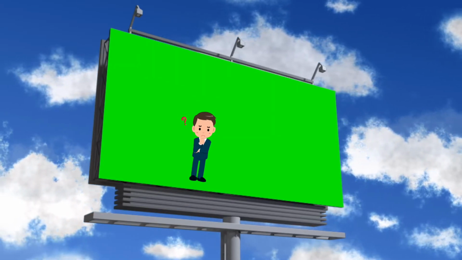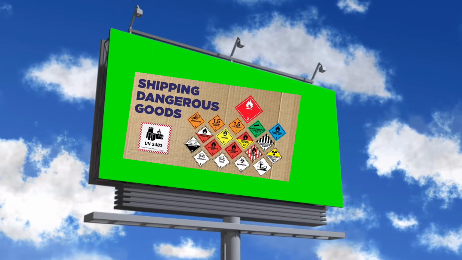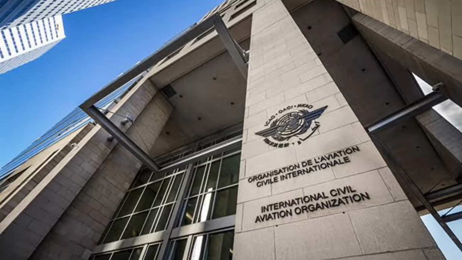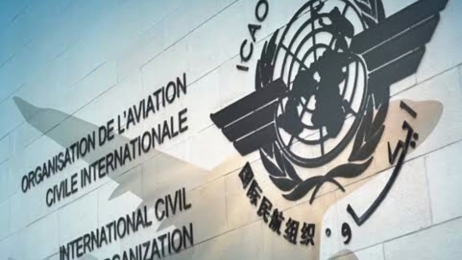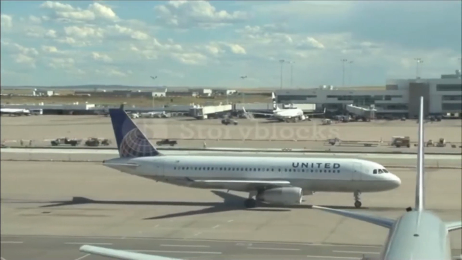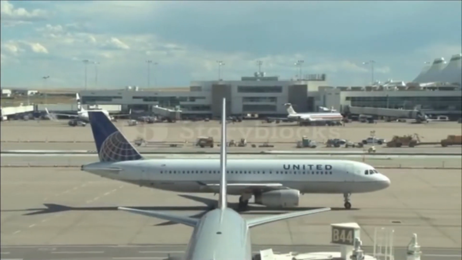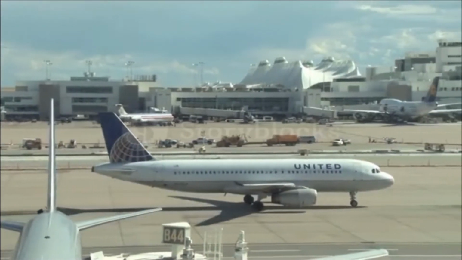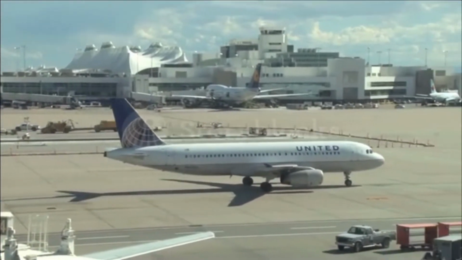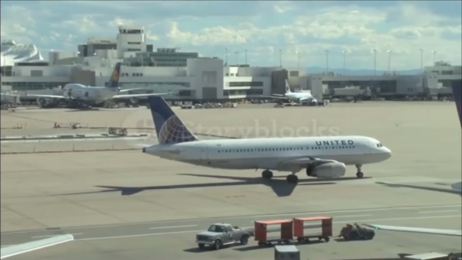So friends, let's understand who decides DGR and whether these goods are to be carried or not. There is a particular organization named ICAO, the International Civil Aviation Organization, which is the body that governs whether these dangerous goods can be carried. Every 2 years ICAO publishes the technical instructions for the safe transportation of dangerous goods by air, so every 2 years there is a revision.